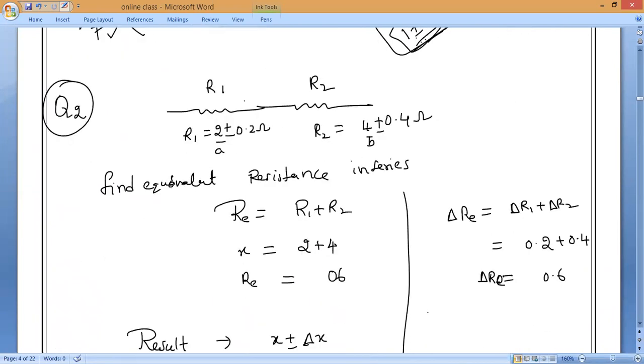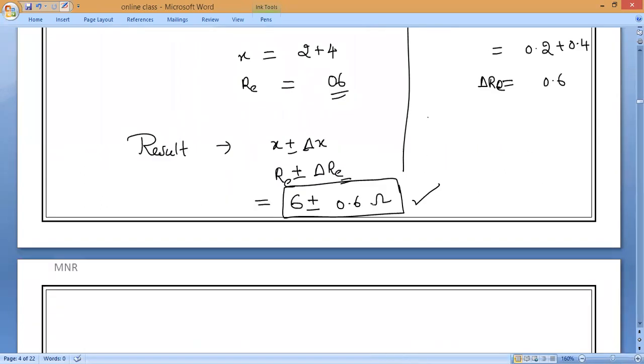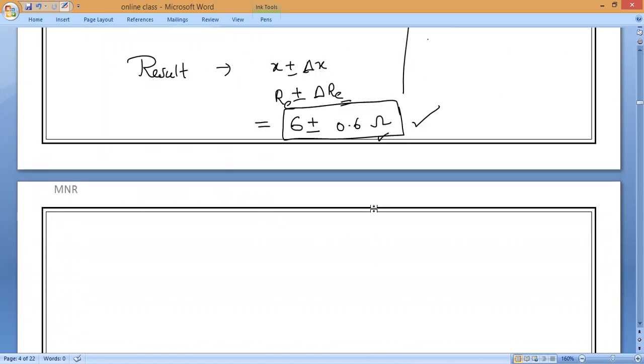Now you see, these two resistors I am going to add. Add means x is equal to a plus b. I have done a plus b, 2 plus 4, which is equal to 6. Delta x is addition only: delta a plus delta b. So delta a is 0.2 and delta b is 0.4, which is equal to 0.6. So my final result will be 6 plus or minus 0.6. Do you all understand? Pradosh? Yes, sir.